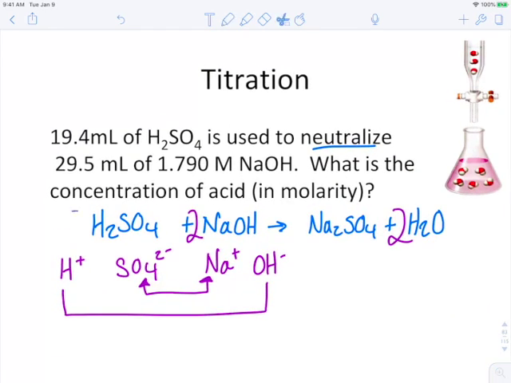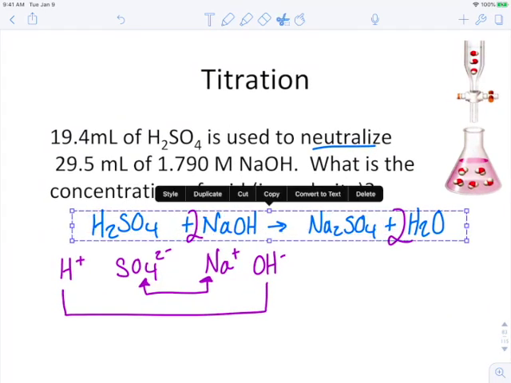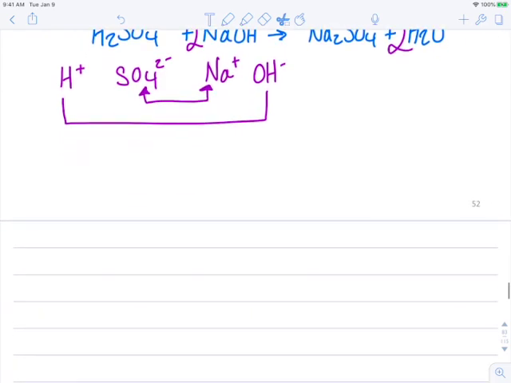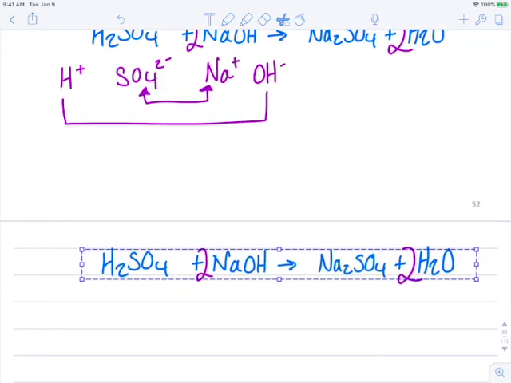So now what I'm going to do is take our chemical equation and I'm going to copy it down here. There we go.